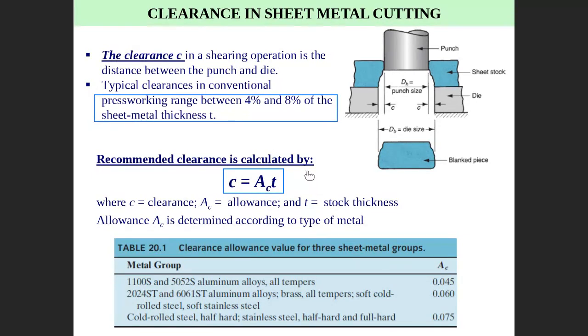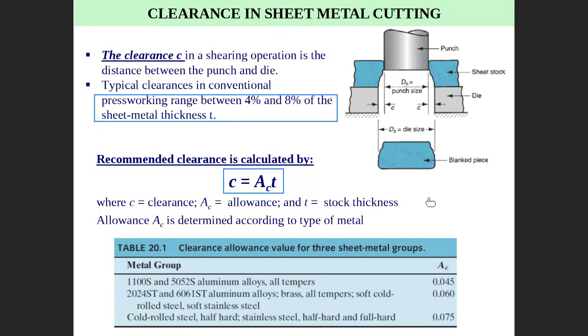Then C can be obtained as AC multiplied by T. What is the AC? AC we call it allowance, and T is the thickness. What thickness? The workpiece thickness, the sheet thickness. AC is the allowance at different processes. For shearing aluminium alloys, tempered to a certain grade, cold rolled steel is different here.